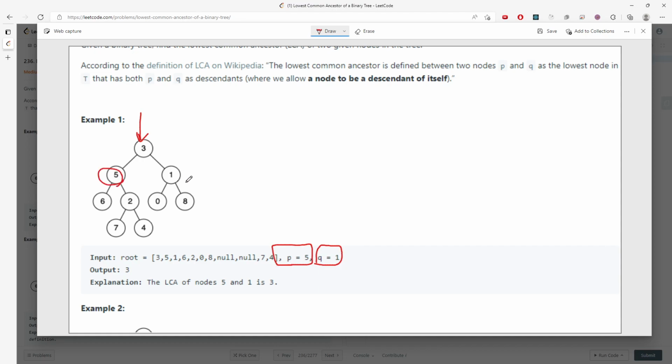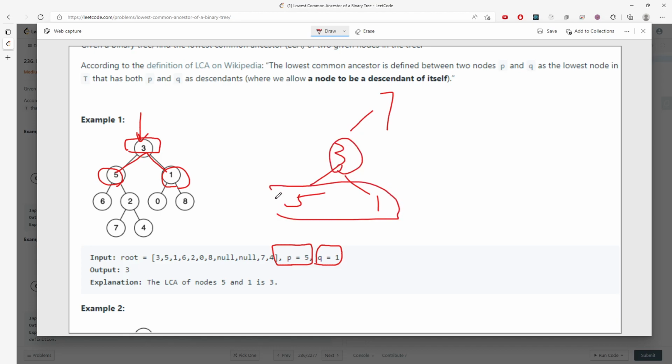5 and 1 are the children of 3, right? So you want to find the ancestor, which is 3, but it has to be the lowest one. Imagine there's a 7 connected to the 3. You still have to return 3, because 5 and 1 are the children of 3. So this is pretty much the idea.